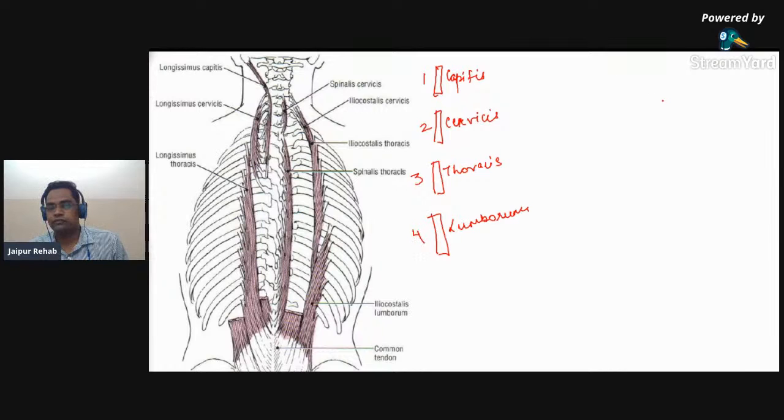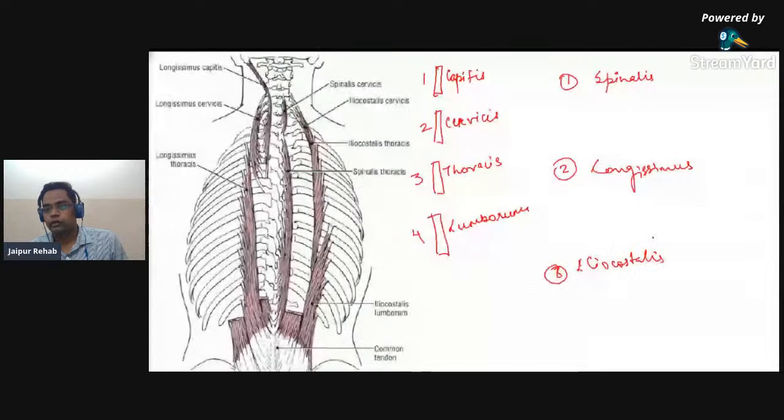The major muscles available in the erector spinae are spinalis. Okay. Second is longissimus. Okay, and third one is iliocostalis. Okay, now spinalis has 1, 2, 3. All 3 muscles have 3 fibers. Okay, longissimus has 1, 2, 3, and iliocostalis also has 1, 2, and 3. So spinalis at number 1 is spinalis capitis. Okay, spinalis at number 2 is spinalis cervicis. Spinalis at number 3 is spinalis thoracis.